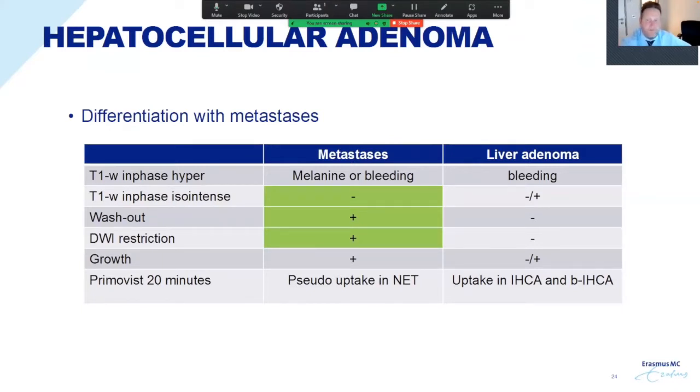Other more common features of malignancy can also be used. These are washout and diffusion restriction on the ADC. Furthermore, metastases never show uptake in the hepatobiliary phase. There are some exceptions, like in neuroendocrine metastasis. Here the uptake is due to local stasis instead of a real uptake.